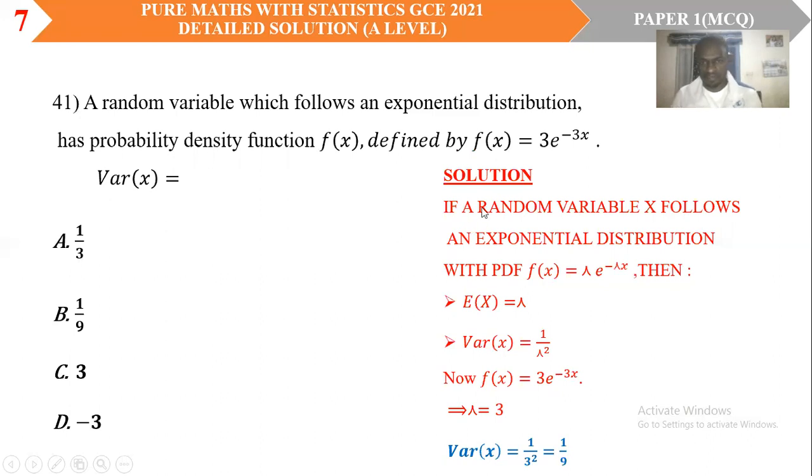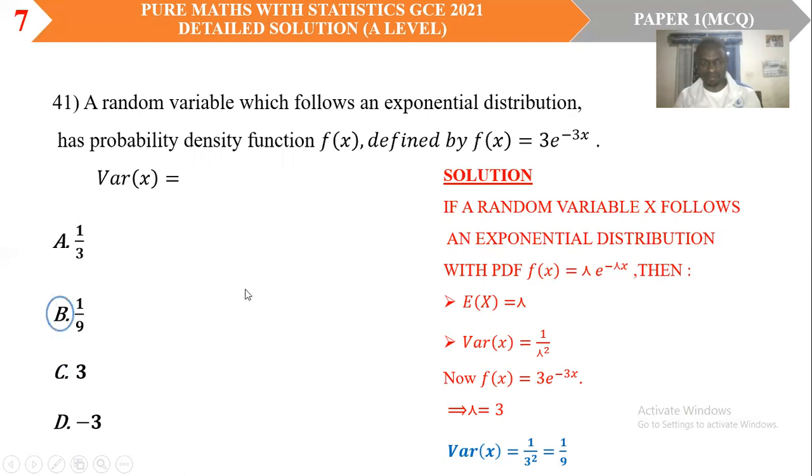If a random variable x follows an exponential distribution with PDF f of x equals lambda e to the negative lambda x, then the expectation of x is 1 over lambda. The variance of x is 1 over lambda squared. Now f of x equals 3 e to the negative 3x, implying that lambda is equal to 3. Substituting lambda equals 3 in var x, we have that var x will be equal to 1 over 3 squared, which is 1 over 9.